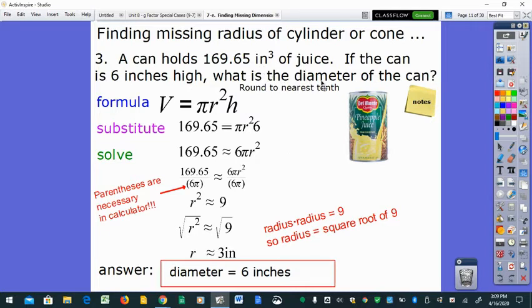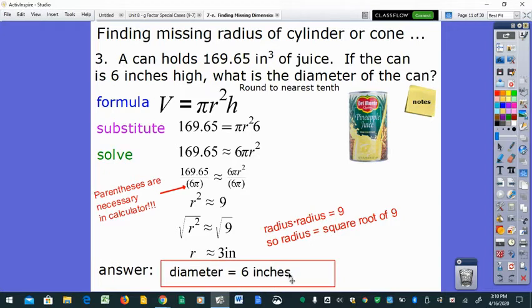But the problem asks for the diameter. Well, the radius is the short guy. To get the diameter, you have to multiply it by 2, and the diameter of the can would be 6 inches. So again, write your formula. Substitute in what you know. Kind of clean up the math and solve for the variable that is still there. And in this case, because the radius is being squared, to get it at the end, we have to take the square root. If you're given the radius and they're looking for the diameter, you multiply by 2 to get the bigger guy, which in this case would be 6 inches.